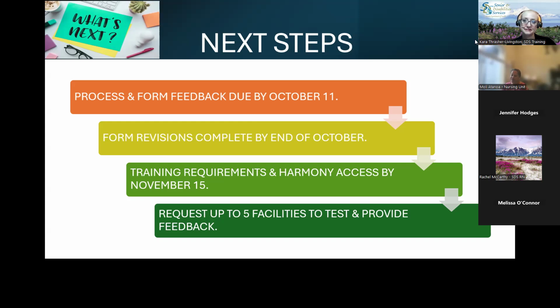Once the forms are ready in Harmony and Harmony is ready for new users, we will request at least 5 facilities to test access to Harmony, test out the form and the process. We'll look to collect some feedback after that and refine our process before we look to implement.